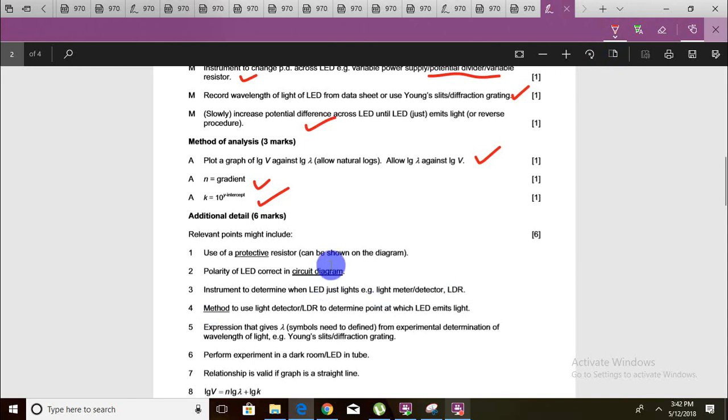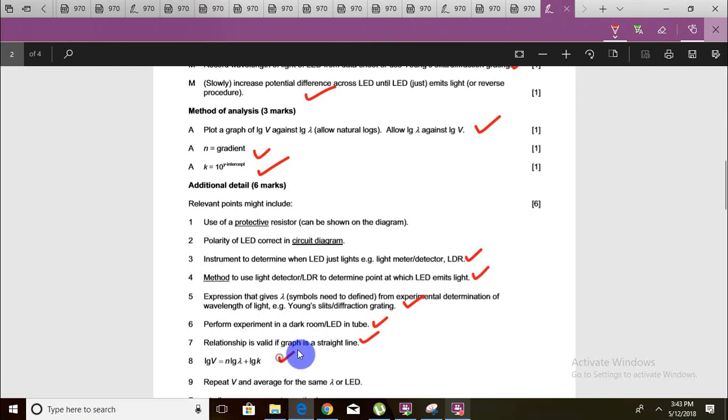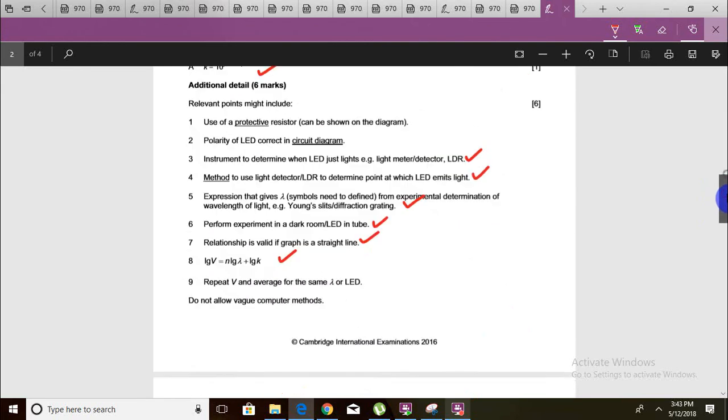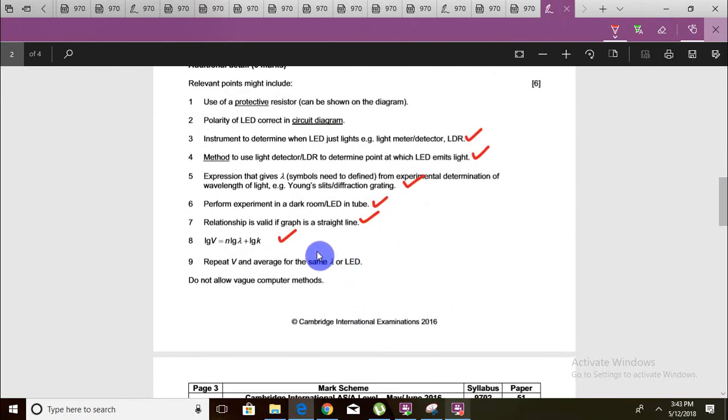Instrument to determine when LED just emits light, example light meter or LDR. Method to use light detector to determine point at which LED emits light. Expression that gives lambda from experimental determination of wavelength. Perform experiment in the dark room, straight line. Again, I forgot about the whole repetition thing. 1, 2, 3, 4, 5, 6, full marks. Stuff I missed out: repetition, so important.